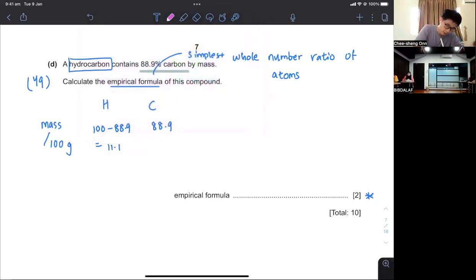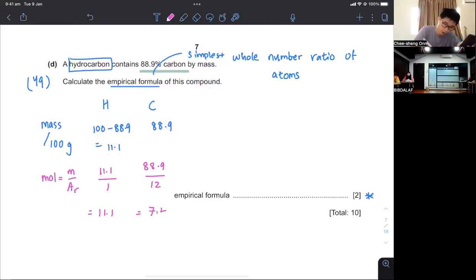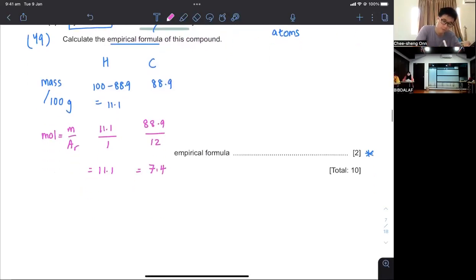The next thing I do is I work out mole equal to mass over Ar. 11.1 divided by 1, because this is about atoms, not about molecules. So show your working very neatly and very tidily, so you don't mess up your working. 88.9 divided by 12, I get 7.4. This is the one thing where people mess up. They round up straight away, and that is wrong. Do not round up straight away.